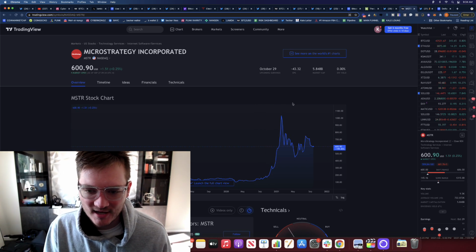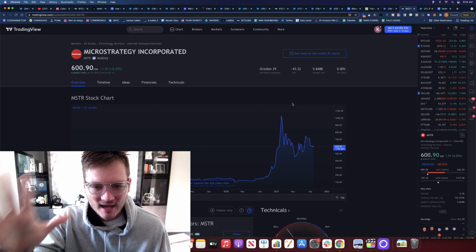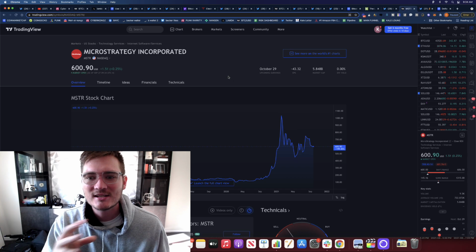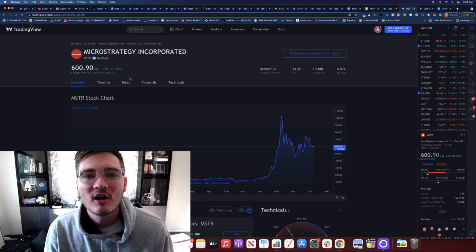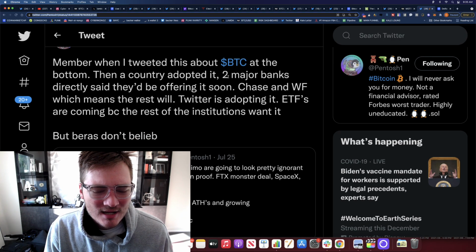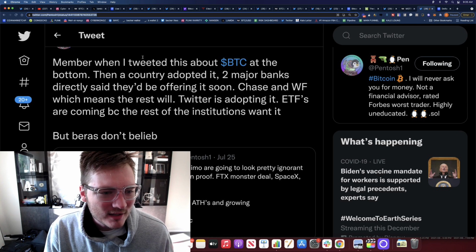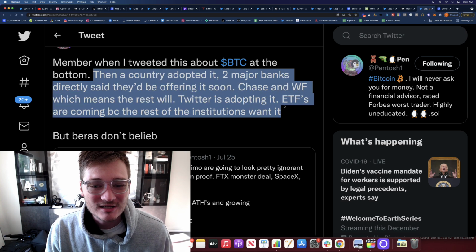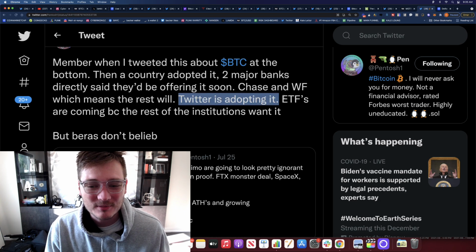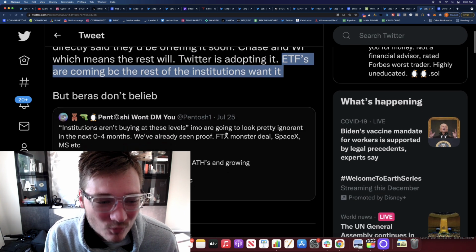Sorry, guys, I can't stress this enough. The game theory behind this basically guarantees that there are 10, 20, 50 MicroStrategies working on this strategy in the background, okay? And not to mention countries, not to mention all of it. Even Pentoshi is saying it's happening, guys. Remember when I tweeted at the bottom? A country adopted it. Two major banks said they're offering it. Chase and Wells Fargo mean the rest will. Twitter is adopting it. ETFs are coming. The rest of institutions want it.